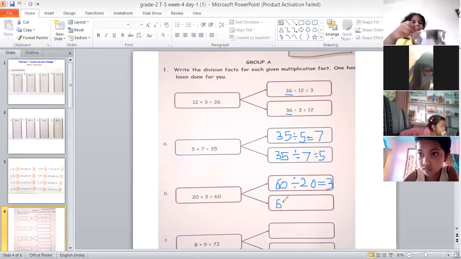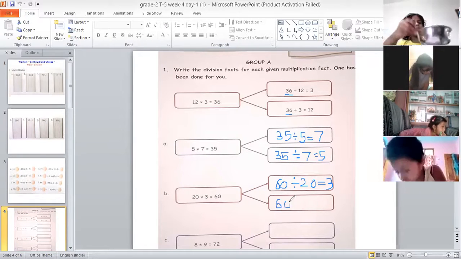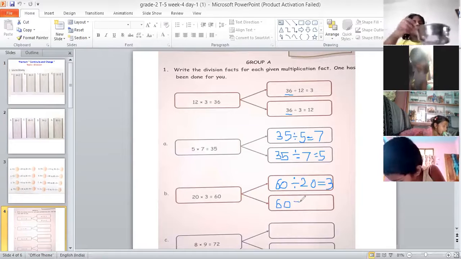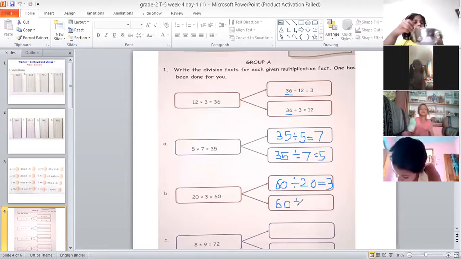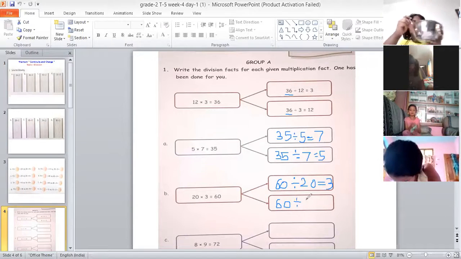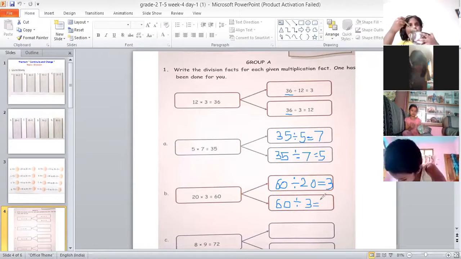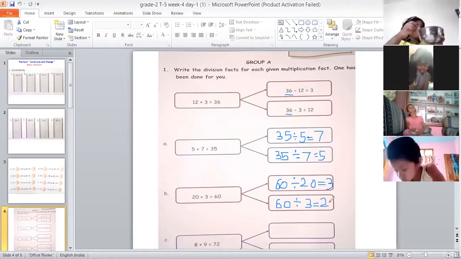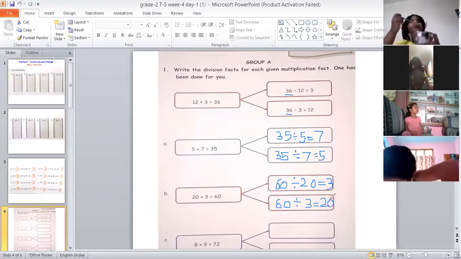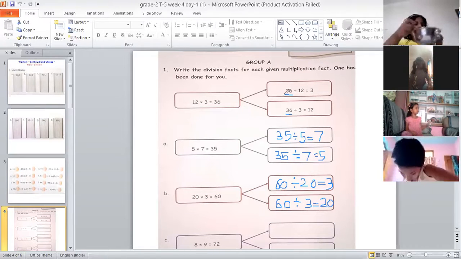60 divided by 3 is equal to 20. Very good. 60 divided by 3 is equal to 20. That's the correct answer. Very good. Okay, that's correct.